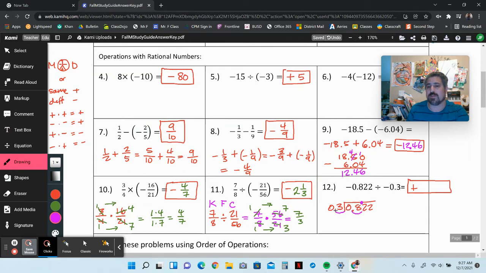bring it up. The reason that you're doing that is basically you're looking at a situation that's a ratio of 0.822 all over 0.3, and you're multiplying top and bottom by 10, so that it's an equivalent ratio 8.22. Let me change that.